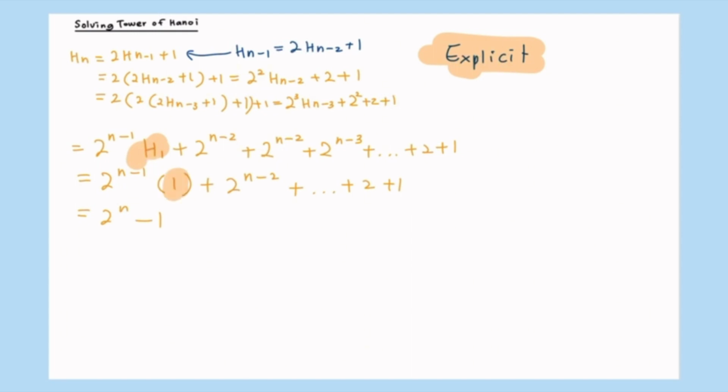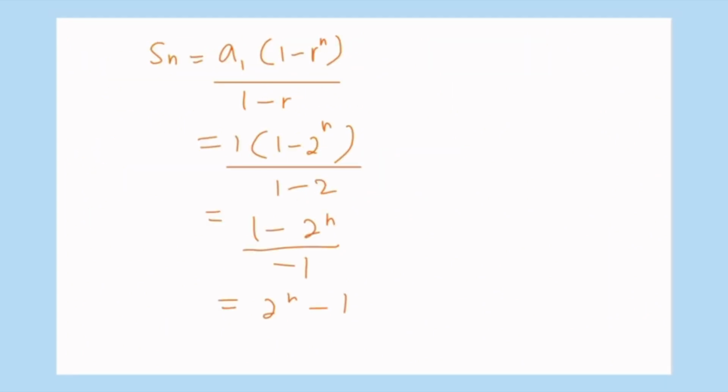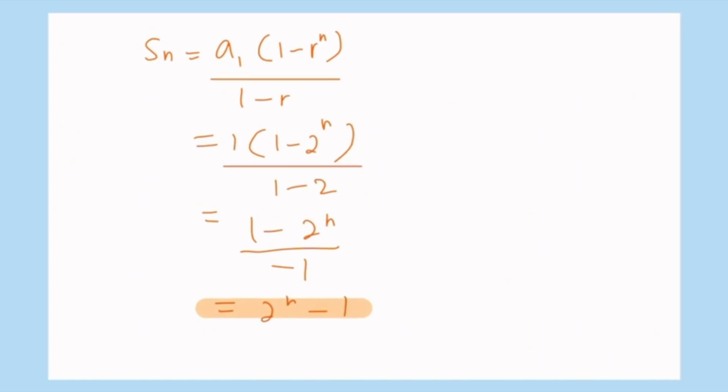And to simplify all of this, we can use the formula of geometric sequence to finally end up with the formula 2 to the power of n minus 1. Let's say we want to find out the total moves needed for 5 discs. So we will end up with 31 moves. That's how you can solve Tower of Hanoi.